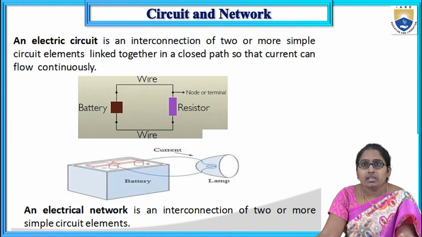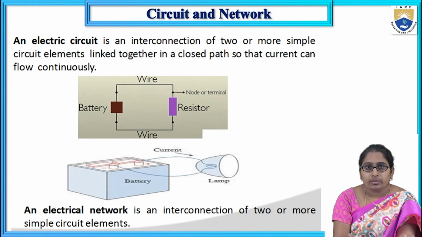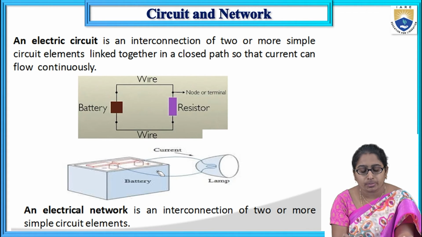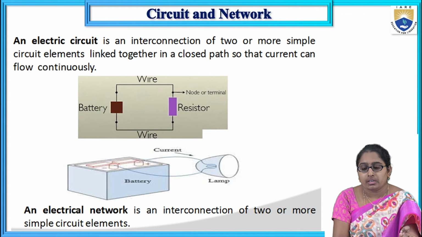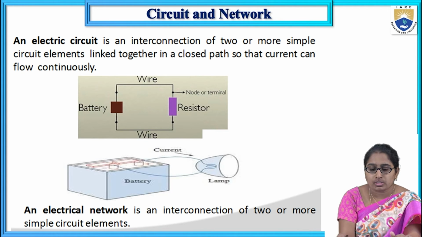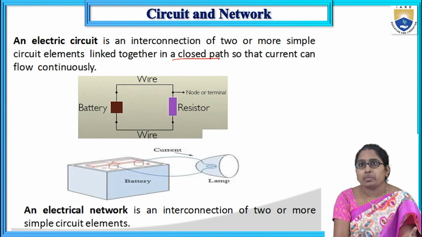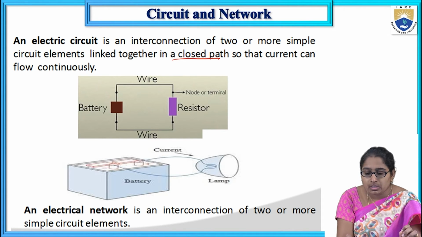Now, what is meant by circuit? What is meant by network? A small difference between them. What is meant by electrical circuit? Electrical circuit is an interconnection of two or more simple circuit elements, such as resistor, inductor, capacitor, linked together in a closed path so that current flows continuously. So electrical circuit means there must be a closed path, an interconnection of two or more elements with a closed path so that current flows.